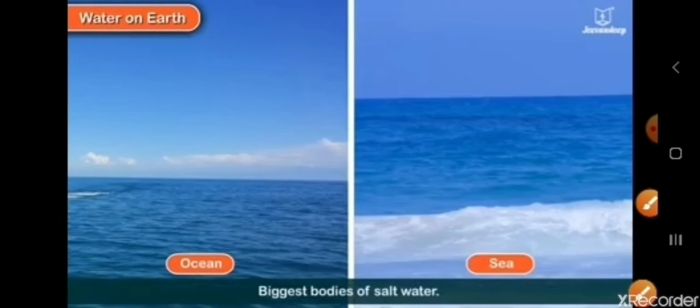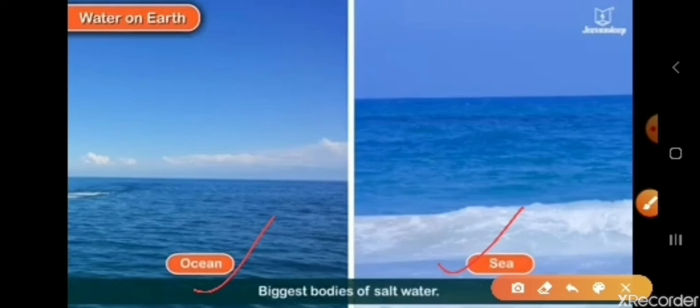Now children, water on earth. Water is found in the form of ocean and sea. These are the biggest bodies of salty water, means these are the salt water bodies. Children, this part of the water found on earth is not fit for drinking or for household activities. As we know, most part of the earth is covered by water, but still we face scarcity of water. Scarcity means shortage of water.